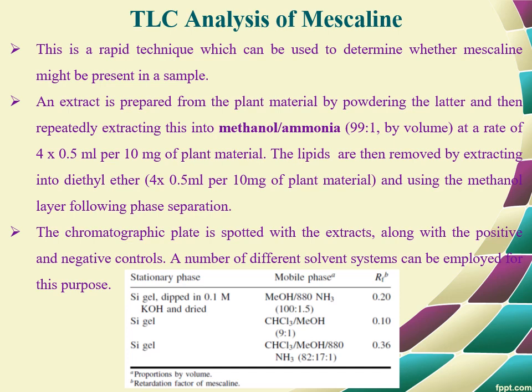The chromatographic plate is spotted with the extracts along with the positive and negative controls, and a number of different solvent systems can be employed for this purpose. For example, a mixture of ammonia and methanol, a mixture of chloroform and methanol, and a mixture of chloroform, methanol and ammonia can be used, which give the RF value of mescaline as 0.20, 0.10 and 0.36 respectively.